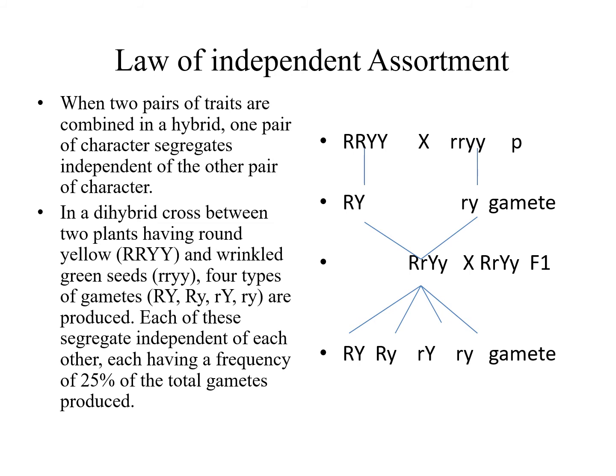See here, first we can write capital R capital Y, 25%. Small r small y, 25%. Next one, capital R small y. Next, small r capital Y. So 25% each. All segregate independently of each other, each having a frequency of 25% of the total gametes produced.